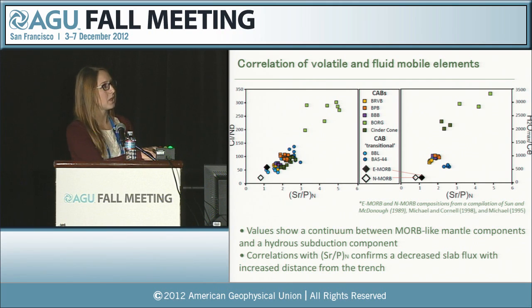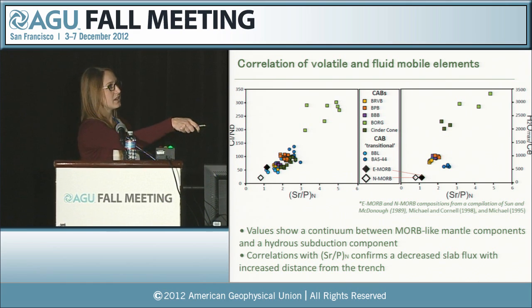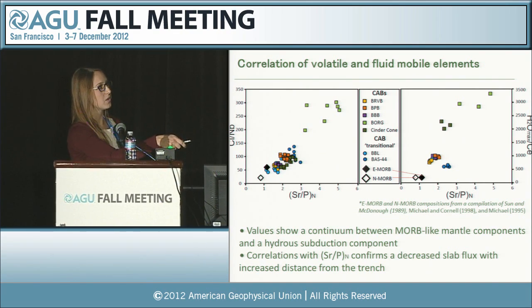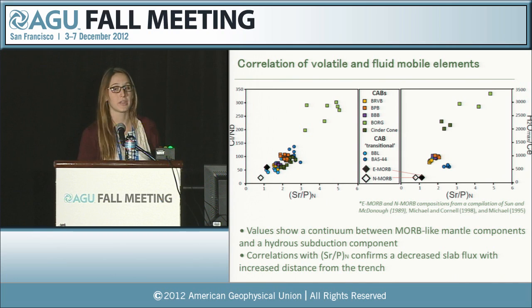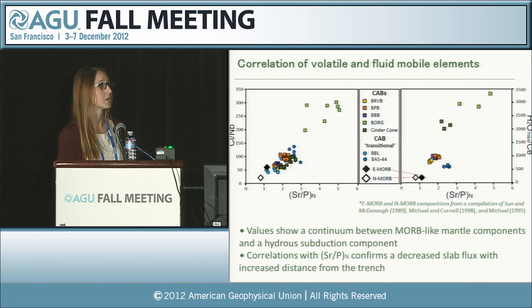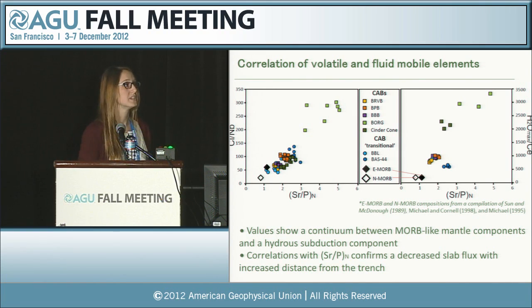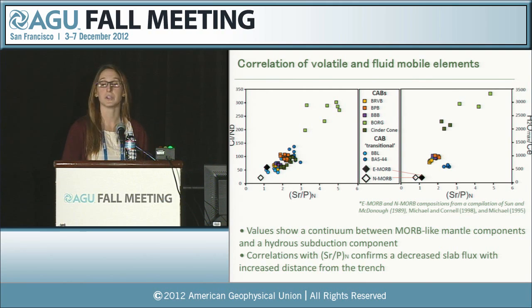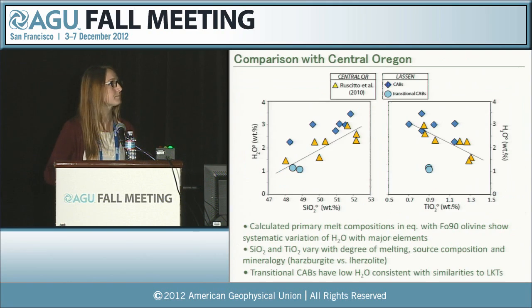Also, I've plotted enriched and normal MORB here in these open and closed diamonds, and you can see that the melt inclusions from these cones in Lassen appear to be some continuum between this MORB-like mantle component and some very hydrous subduction component. And if you remember that decreasing trend in strontium over phosphorus across the arc, this also confirms a decreased slab flux with increased distance from the trench.